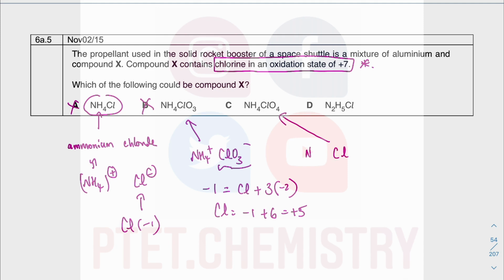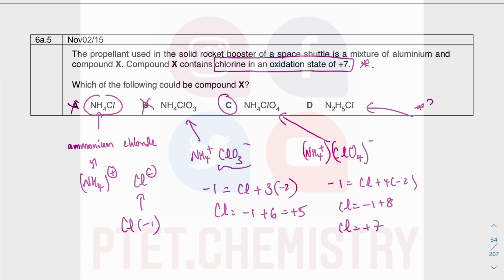So there I hope you can also see it's NH4 plus. So therefore it's ClO4 minus. So it's -1 equal to chlorine +4 times -2. And I think we got what we came here for, which is chlorine +7, yeah. And that one is really the obvious answer.